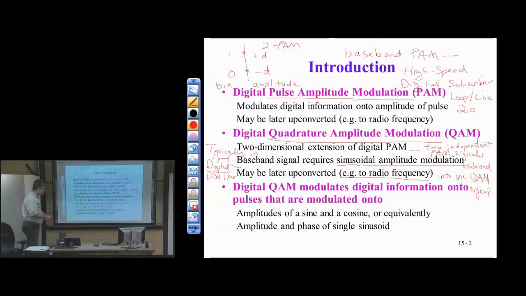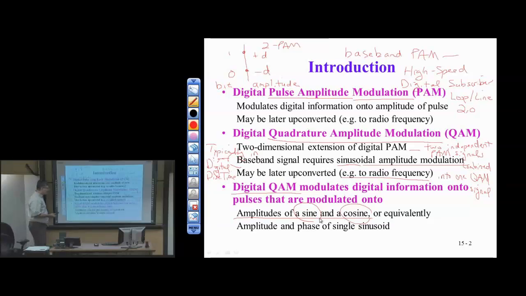All right, so back to baseband. So for digital QAM, we're going to modulate information onto pulses that are then subsequently modulated onto either amplitudes. These are equivalent views of this. Either I have 2 PAM signals and one PAM signal is upconverted by a cosine, and the other PAM signal is upconverted by a sine, and then we subtract the 2 to get one signal. We've looked at this before in homework set 3.